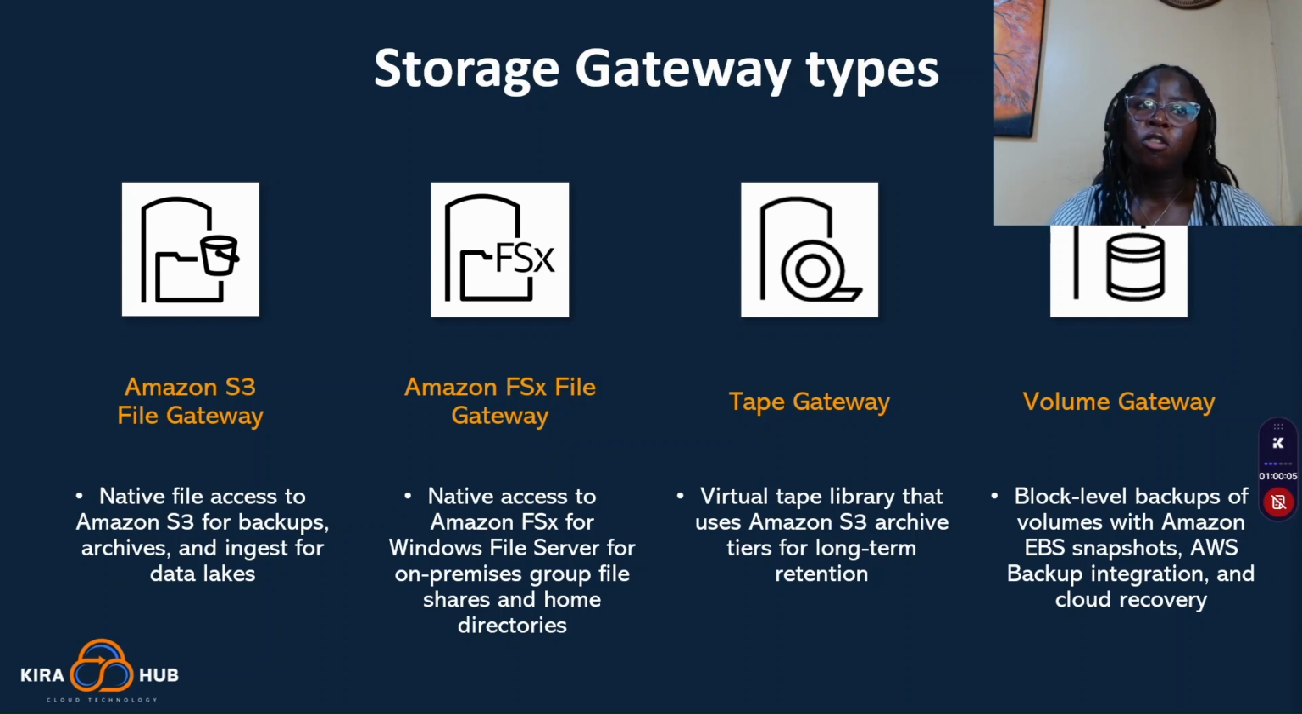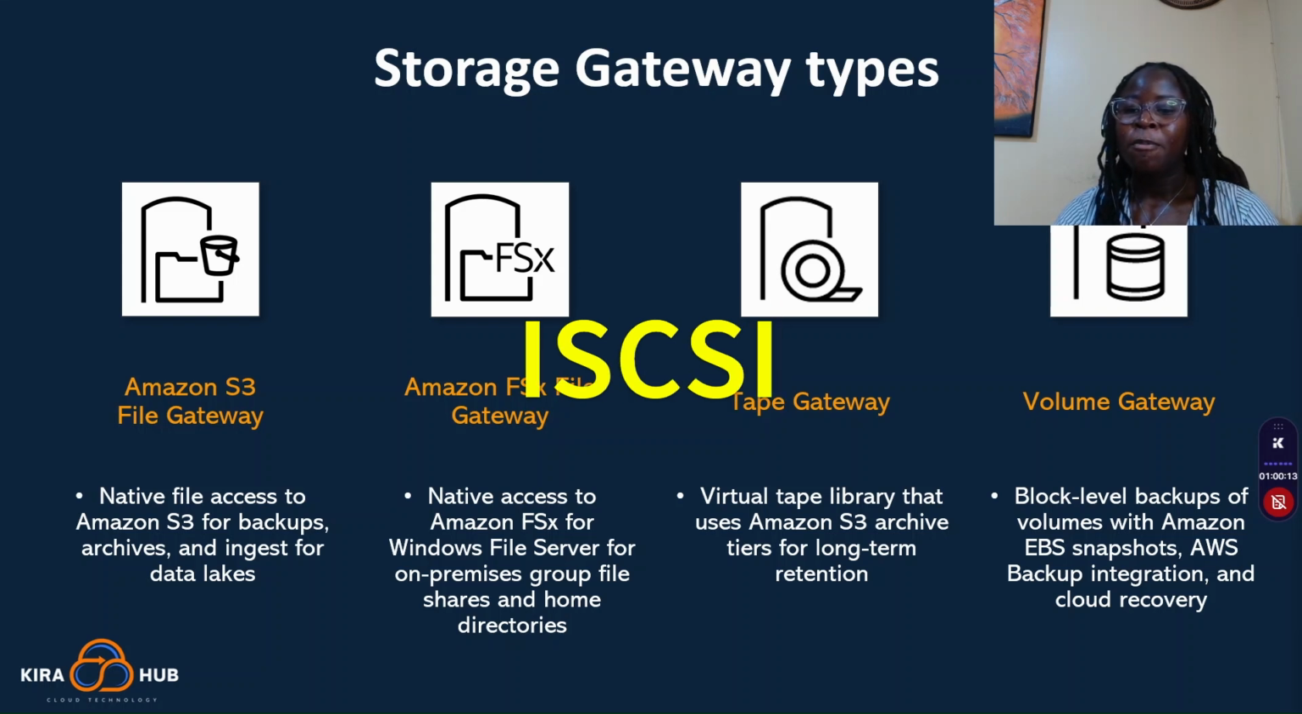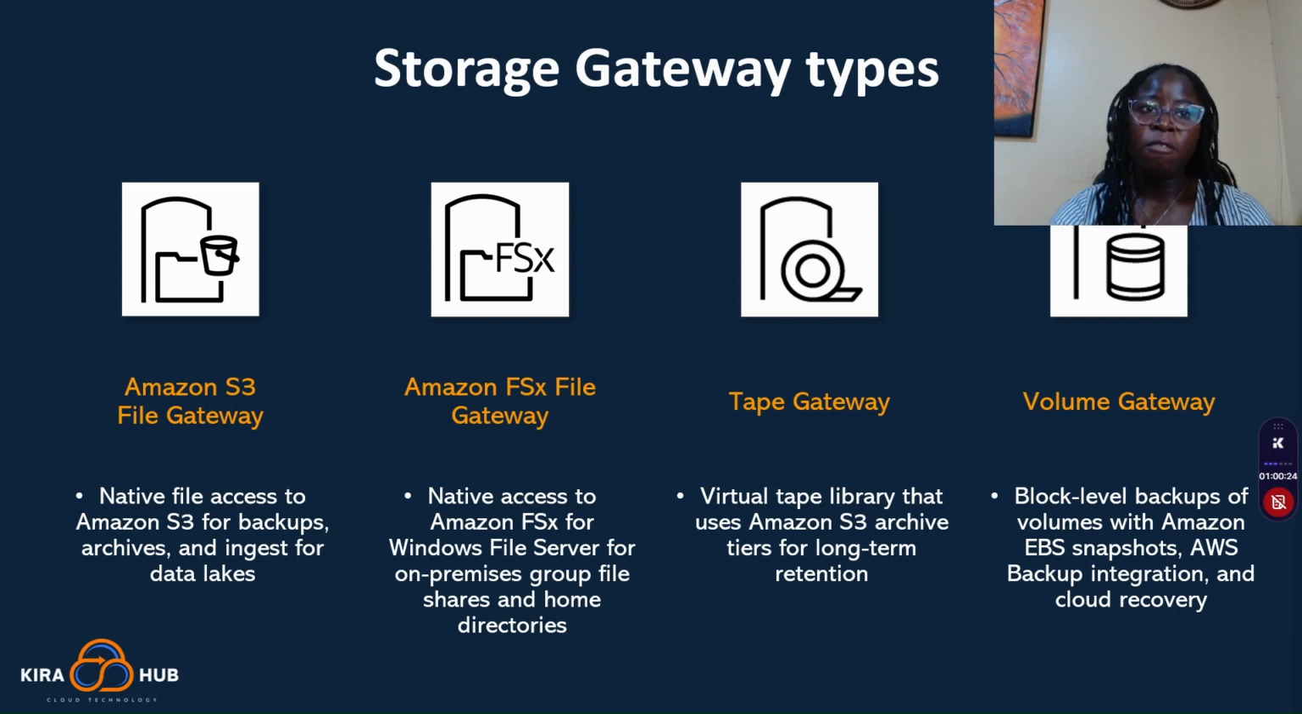And then we have the Volume Gateway, which enables block storage using the iSCSI protocol. This is backed by EBS snapshots, so it's used for block level backup. So we are thinking EBS volumes. It can also cache our volumes for low latency, and it also has stored volumes for on-prem data.